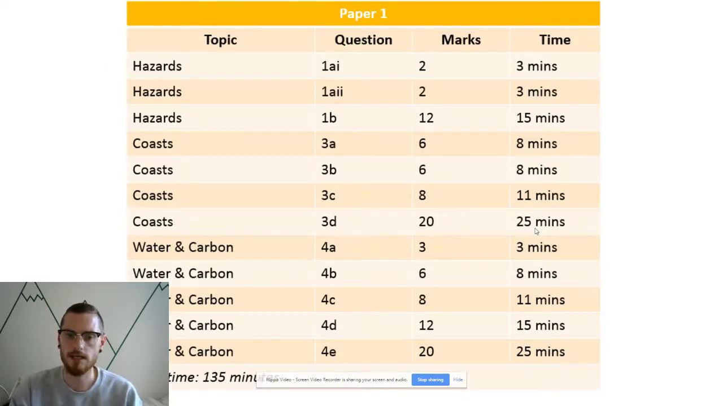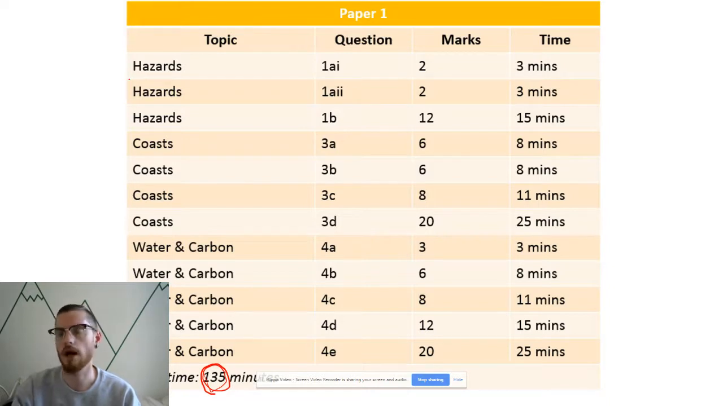Okay, so this is the paper 1 overview timing-wise. And one thing I'm going to point out is you only have 135 minutes on this paper, 2 hours 15. The timing is super tight, okay? This paper is very demanding on how much you must write in the time that you've got. And you will be writing till the end, okay?